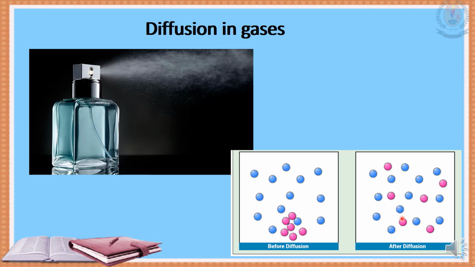So you can see these perfume particles have moved in every direction. There's no particular pattern. They are moving in every direction. So the gaseous particle has the ability to move from the higher concentration area to the lower concentration area. That is what we call diffusion in gases.